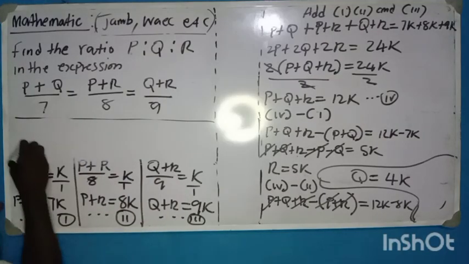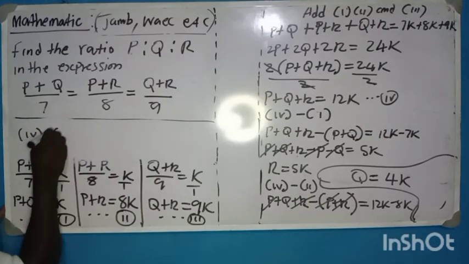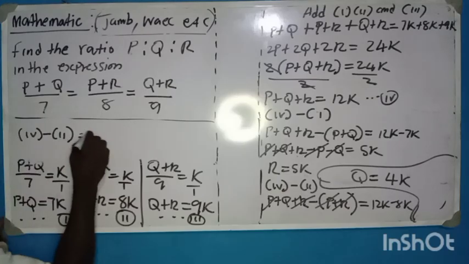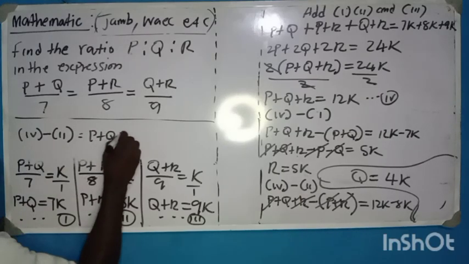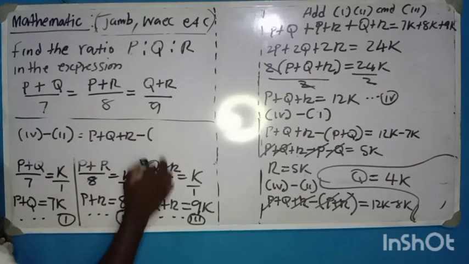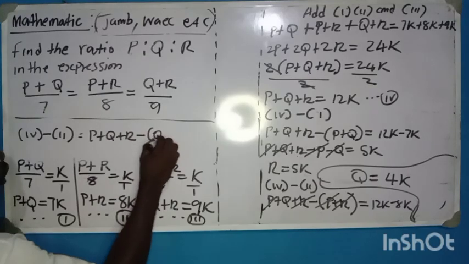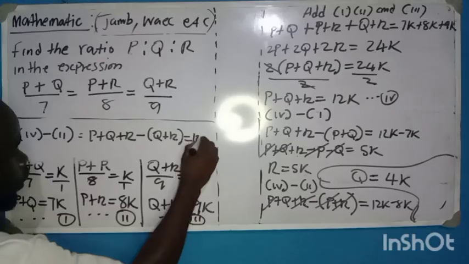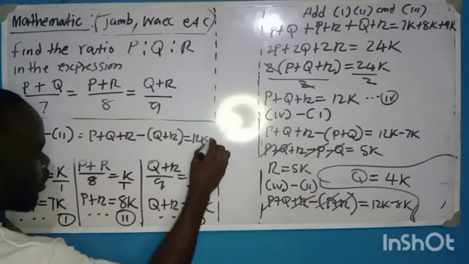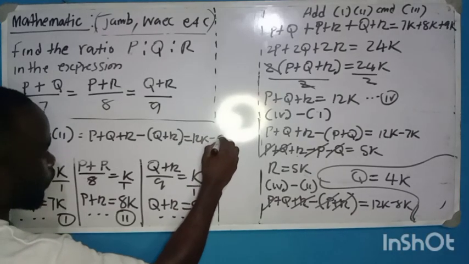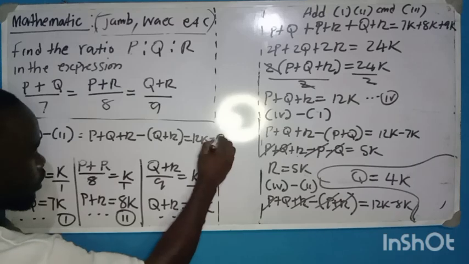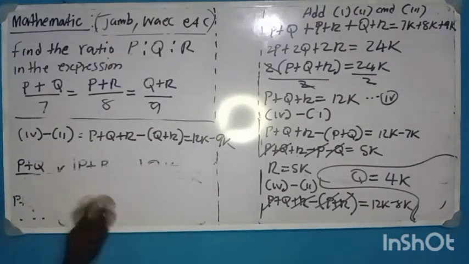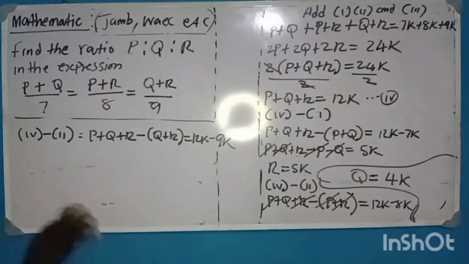Now, coming to the third one, equation 4 minus equation 3. How do we express this? This is the same as P plus Q plus R minus equation 3, which is what? Q plus R, close bracket, minus that constant, 12K minus 9K, right? 9K. And let's take this one away so that we can finish it off from here.